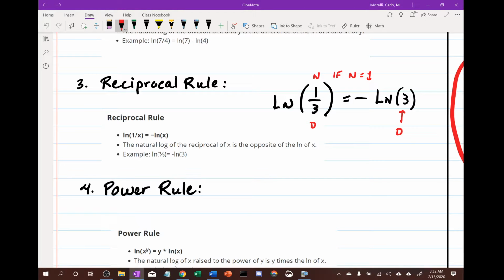And in this one, it might actually make more sense if we use the letters. So the ln of 1 over x is equal to negative ln of x. If that one helps me a little bit there. Okay. This is the reciprocal rule.